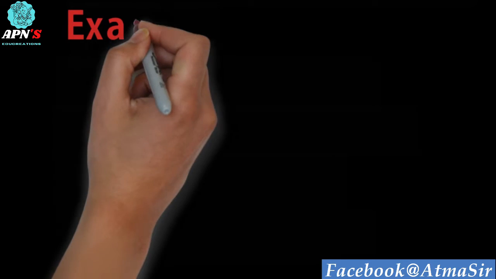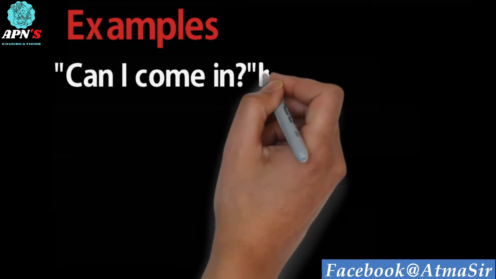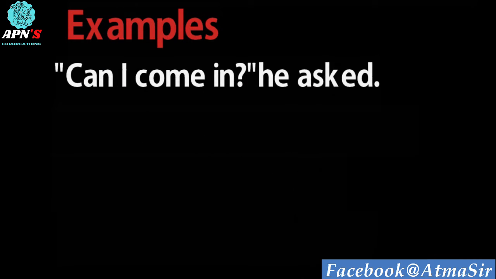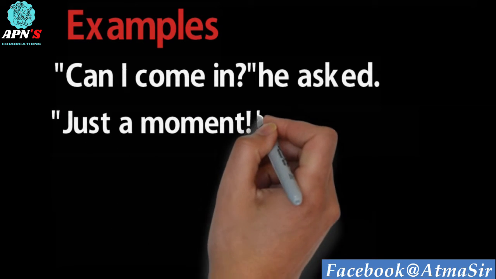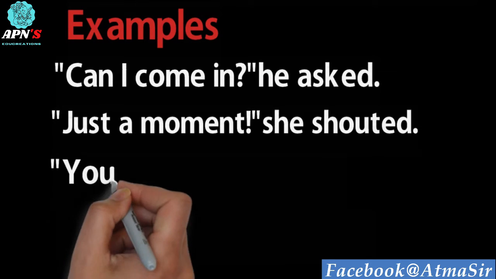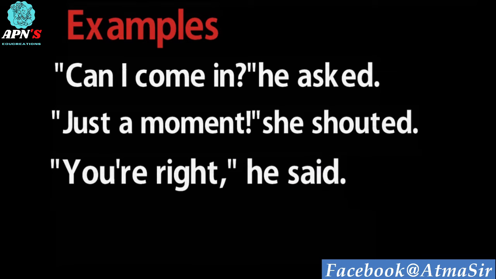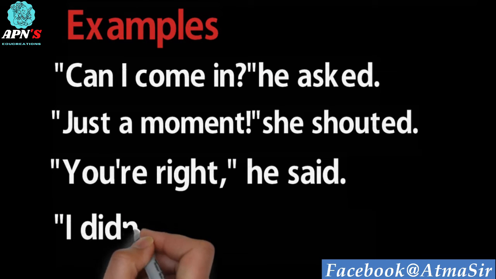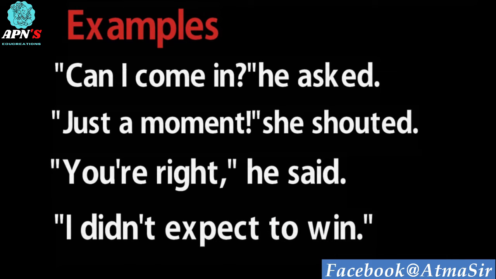Let us study the following sentences. "Can I come in?" Question mark, there is inverted comma, he asked. "Just a moment," inverted comma closes, she shouted. "You are right," the comma is within the inverted comma, he said. Inverted comma begins. "I did not expect to win." Full stop, then comes the inverted comma.